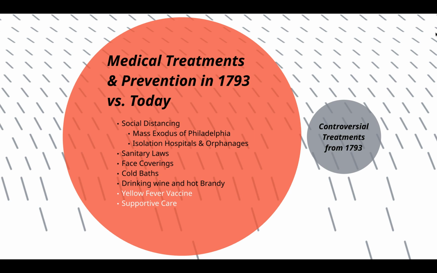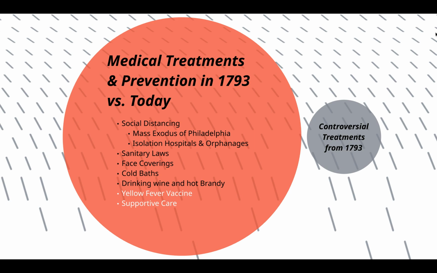Now, today we see that we have a yellow fever vaccine, and then if somebody actually ends up contracting the fever, it's with supportive care. That's how we treat it. And just to go back to the mass exodus of Philadelphia really quickly, about 20,000 people had left Philadelphia, which is a lot for the time.